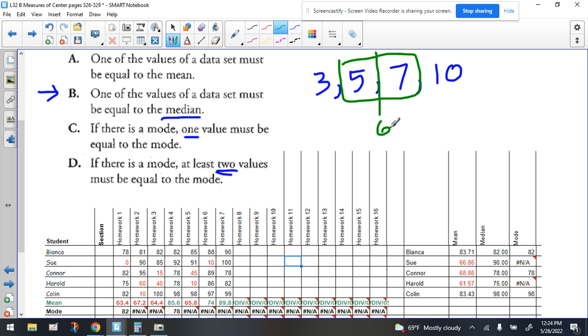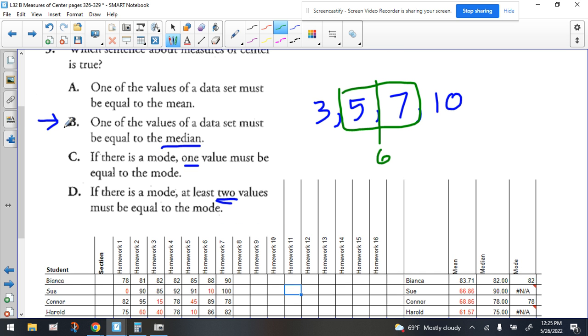So let's use this to help us determine whether or not B could possibly be the answer. One of the values of a data set must be equal to the median. Notice that 6 is not in this data set. So that should help you to determine what the reality is for choice B.